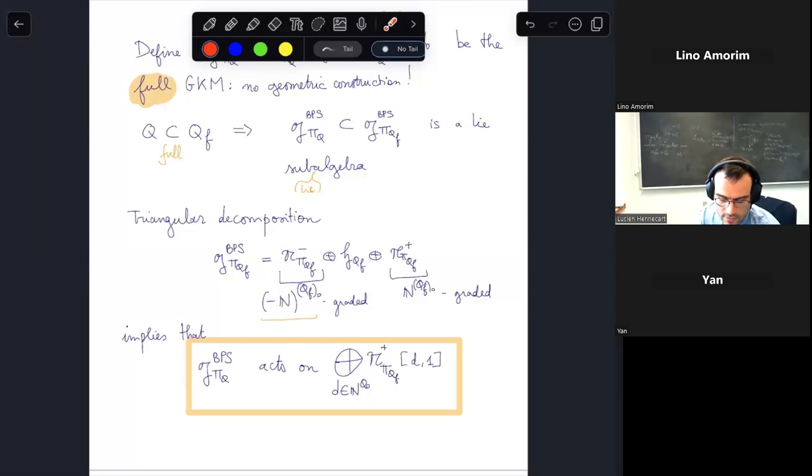It will act on what? On the direct sum of cohomology of the framed 3D quiver with loops. Yes, you can take the framed 3D quiver with loops, and you have the potential also for the framed quiver. But actually, what you recover is the same action, probably by dimensional reduction, because I take smooth Nakajima quiver varieties.